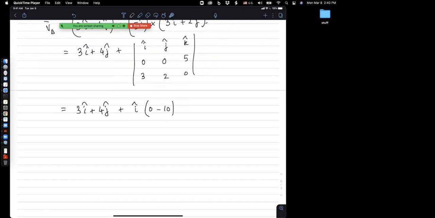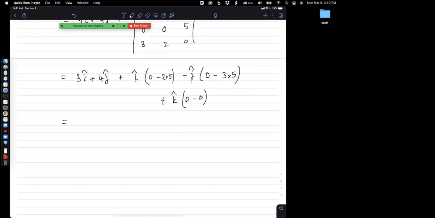And then you go minus j. This is how determinants work. So you have a plus and then a minus and then a plus again. Minus j, this times this minus this times this. So 0 times 0 minus 3 times 5. Well, I guess just to be clear, this is 5 times 2, 2 times 5 or something. And then you have a k, k times this, and this times this. That's just a 0 times 0, whatever, right? So whole bunch of zeros.